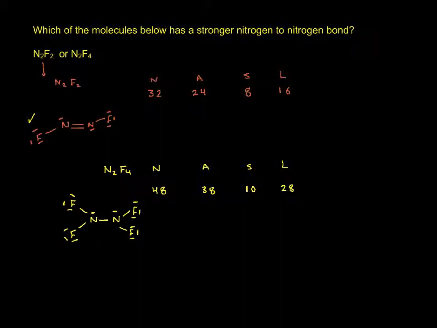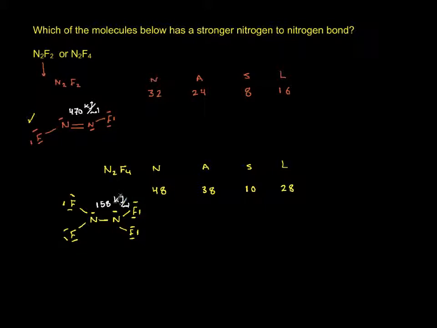Now actually let me give you the values for this. A nitrogen double bond to nitrogen is actually 470 kilojoules per mole. And a nitrogen single bond to nitrogen is 158 kilojoules per mole.